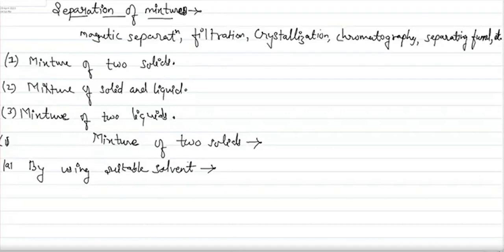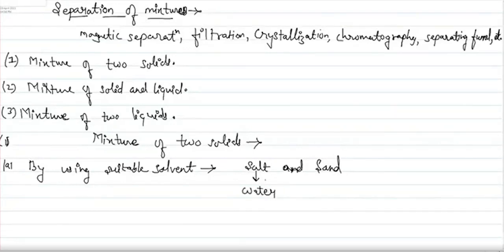Let us take an example of a mixture of salt and sand. By using a suitable solvent, how can you separate this? Can you have a small idea about it? If you think, you can really have it. We have to find out which of these two components is dissolvable in a given solvent. We know that salt can be dissolved in water easily.